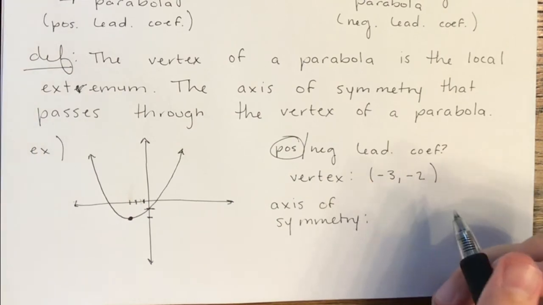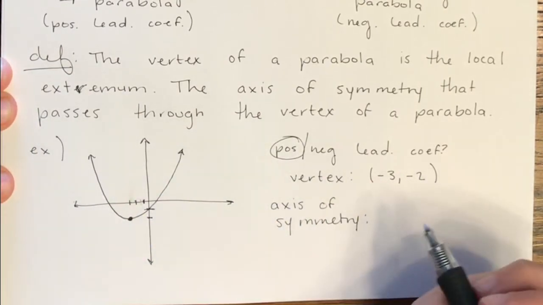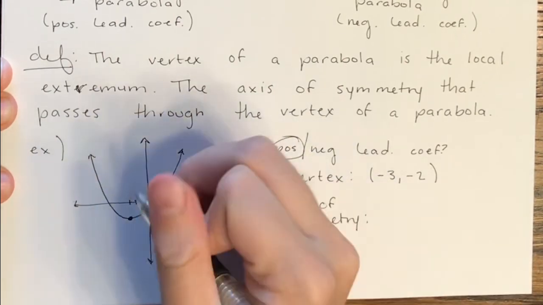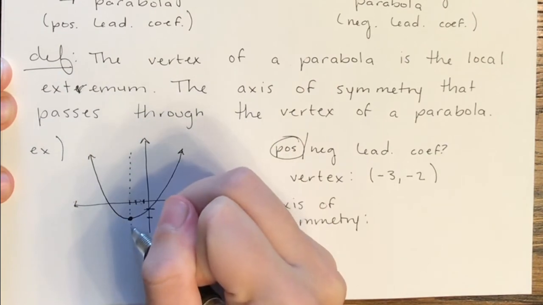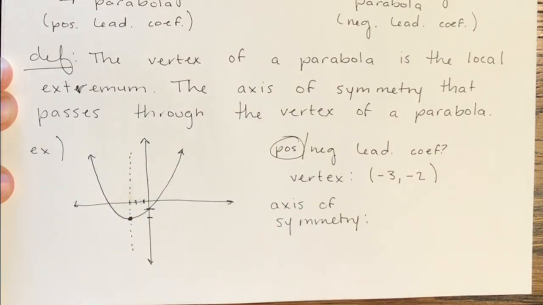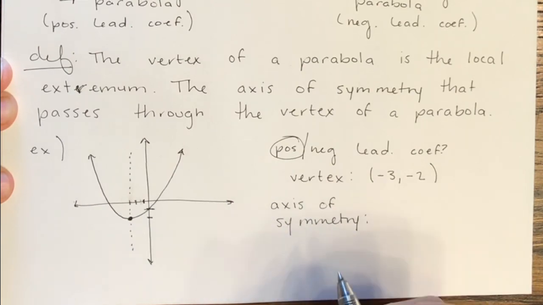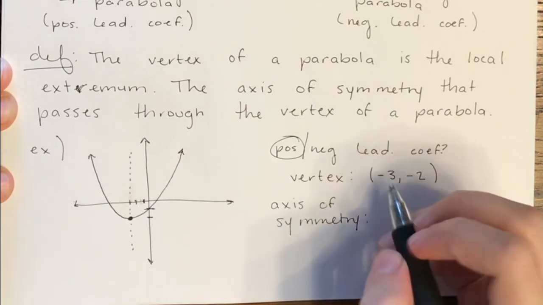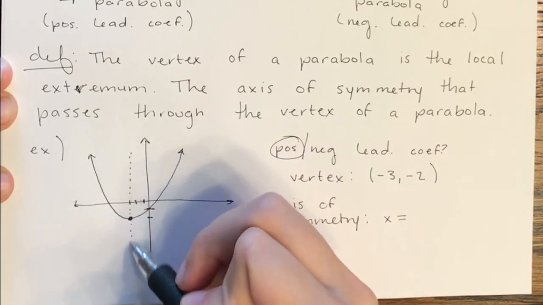Well, first of all, our axis of symmetry, again, is a vertical line. Let's draw it. We know it's going to pass straight through the vertex, so right here. All right, vertical lines are what? X or Y equals? X, right? All of these points have the same X value.